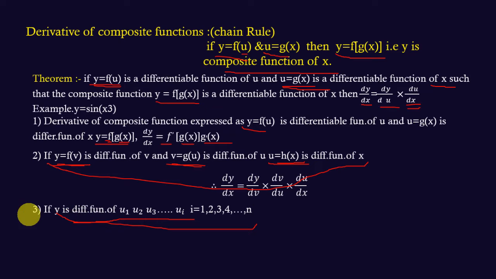the right hand side, y is a function of u1, means dy by du1, then u1 is a function of u2, means derivative of u1 with respect to u2, and then u2 is a function of u3, means derivative of u2 with respect to u3, and finally un with respect to x. This means dy by dx equals dy by du1 into du1 by du2 into du2 by du3 and so on up to dun by dx, since un is a function of x.